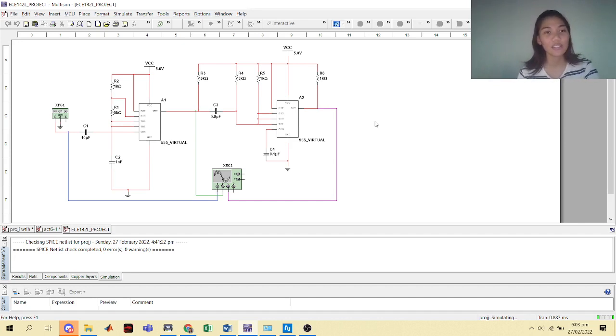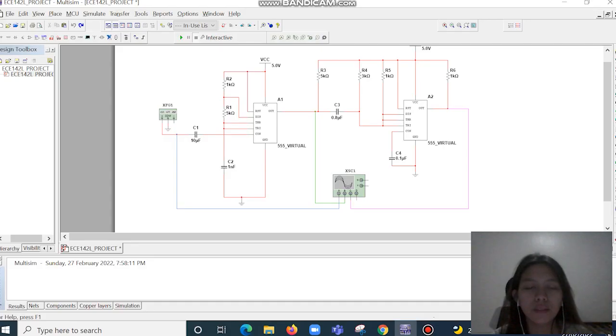This circuit contains two 555 ICs that will serve as an astable multivibrator and a monostable multivibrator. The PWM signal will be obtained from the astable multivibrator, while the PPM will be the output of the monostable multivibrator. A vibrator circuit is this one.